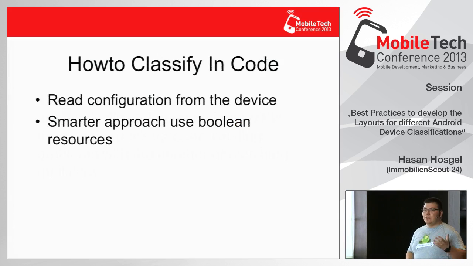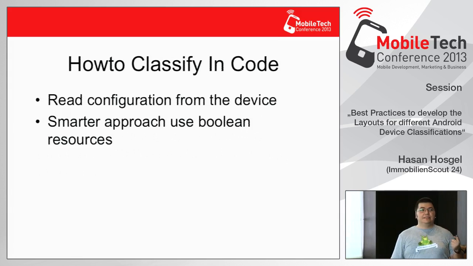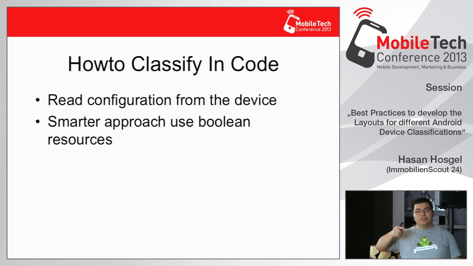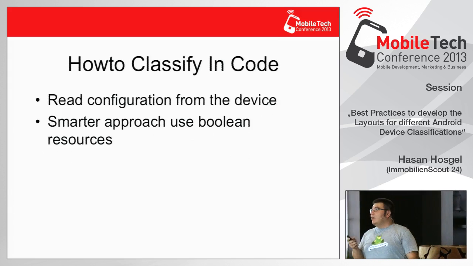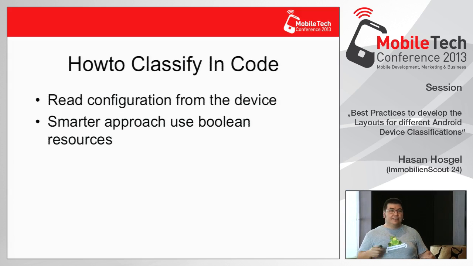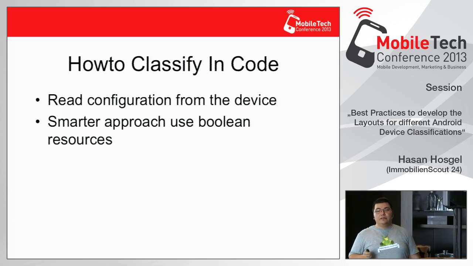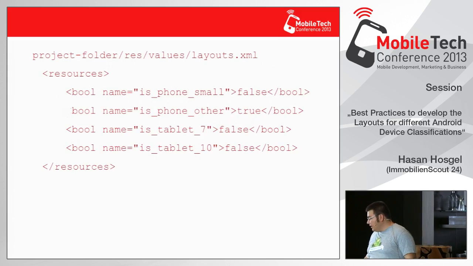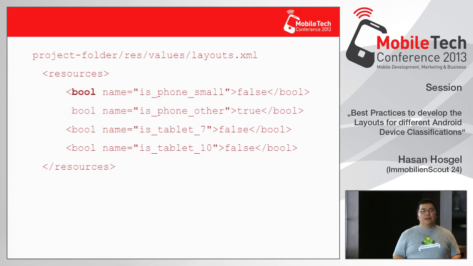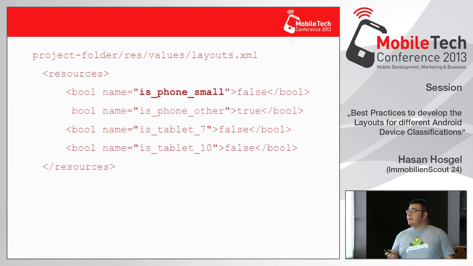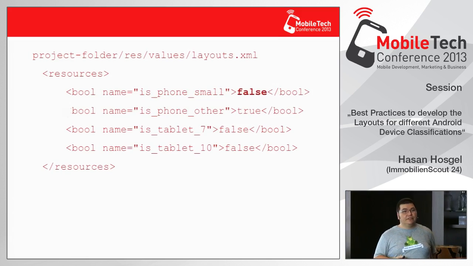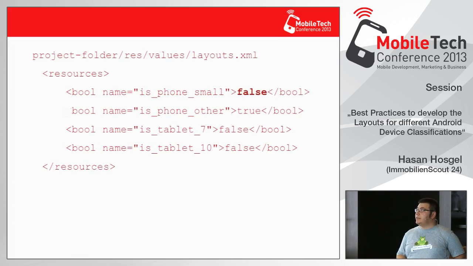And how can we classify the whole thing in code? We have 2 different possibilities here. The first one is to read the whole configuration of this device through the getConfiguration of the resources. Or the other one is to use Boolean resources, which I think is much smarter because you can define different resources. Like here, for example, the default ones. You have to define at first a bool node. Then you give it a name, like phone small, and the other classification which you want for your application. And then you just give the Boolean value, true or false, if it respects your qualification.